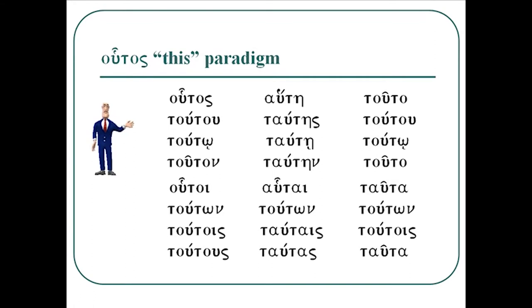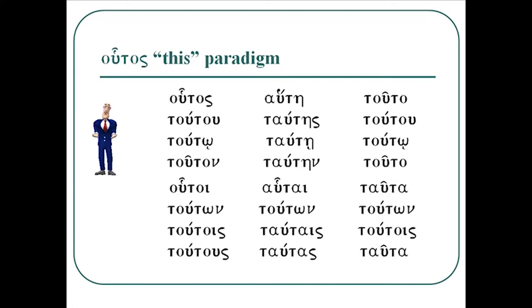The nominative plural, houtoi and hautai, is similar to the hoi and hai article that does not take the tau on the front, but the other ones do. And then noticing in the neuter plural, it goes to tauta with an alpha, with that alpha ending possibly influencing it. And then you've also got the toutone all the way across the genitive plural for the masculine, feminine, and neuter, the own ending, shifting the normal feminine alpha to an omicron.